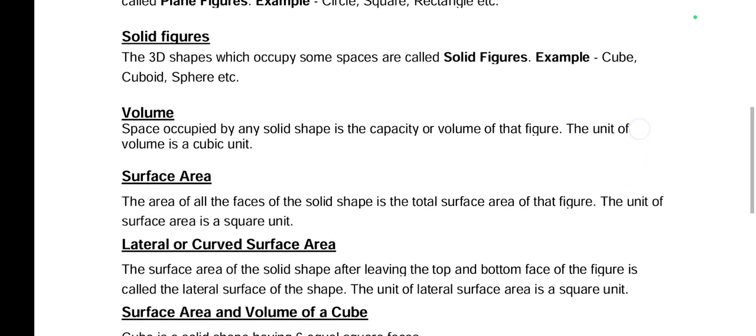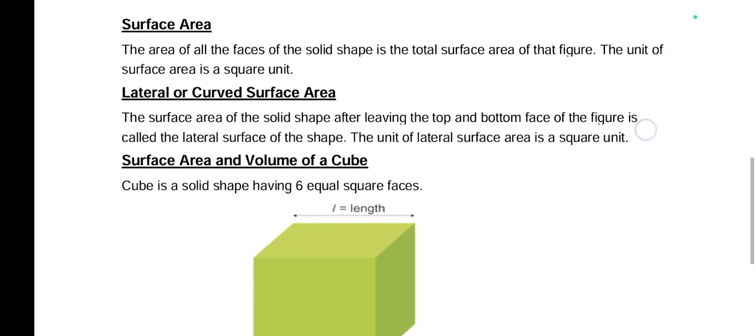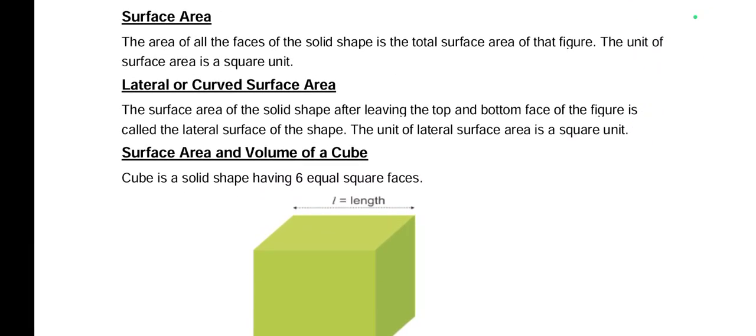Then we have to understand the concept of surface area. Surface area, we can say, is the area of all the faces of the solid shape, which is the total surface area of that figure. The unit of surface area is a square unit. Then, when you have to find the surface area, there are different concepts.